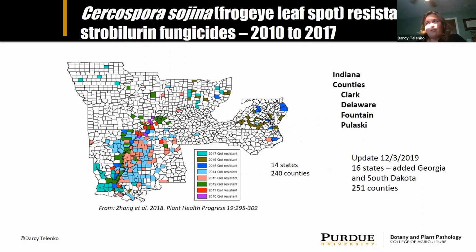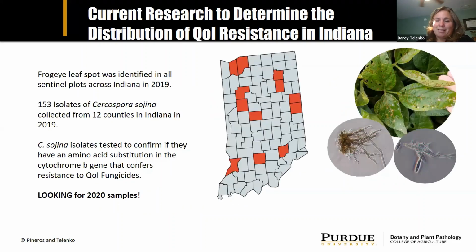The other big question I get on Frogeye is resistance to the strobilurin fungicides. So Tennessee first documented the resistance, and in 2017, they released this paper that shows that 14 states and 240 counties did have Frogeye, Cercospora sojina, the Frogeye pathogen, resistant to the strobilurin fungicides. With this survey, there were 4 counties in Indiana, so Clark, Delaware, Fountain, and Pulaski. In 2019, they added Georgia and South Dakota to the list. They're up to 251 counties, and that doesn't include what we were just tracking from 2019 in Indiana.